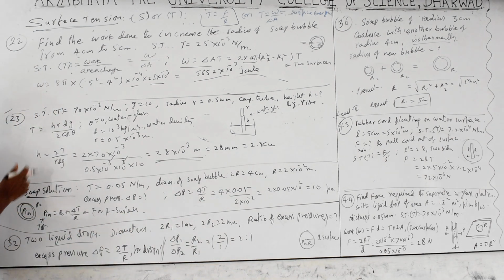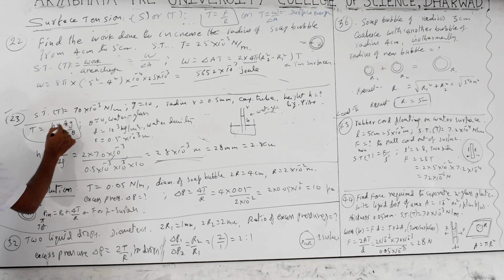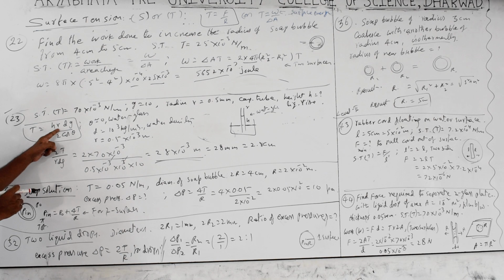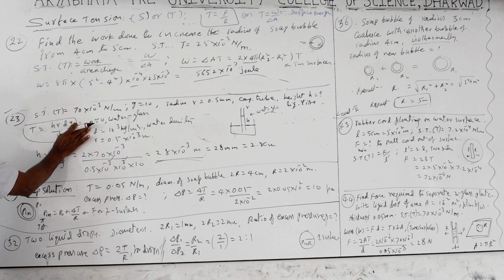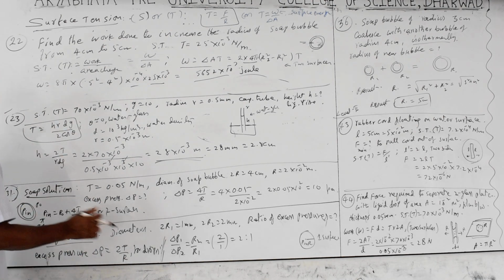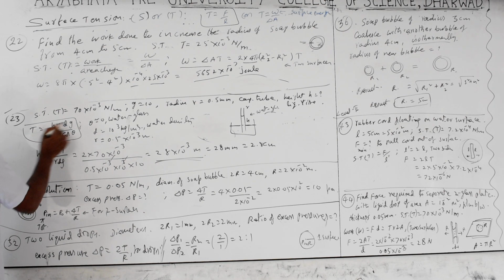And the formula for the surface tension for this capillary rise method is given as surface tension equals hrdg by 2 cos theta. d is the density of the liquid, r is the radius, h is the height, g is the acceleration due to gravity, and theta is the angle of contact. For water and glass, theta is 0. If they give the rise, automatically cos 0 equals 1, so only that formula you have to use. In most cases, for liquids with glass or solids, cos 0 is 1. So hrdg by 2 we have to take.